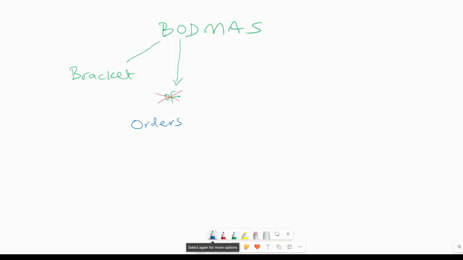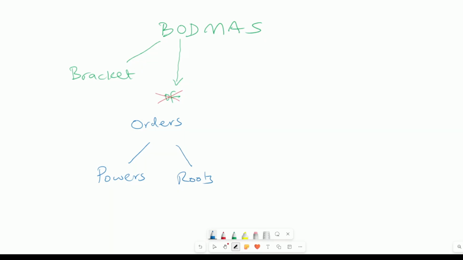So what are orders in mathematics? Orders are basically what we call powers and roots. Okay, and we will be looking at these specific topics further on in numbers. Number is a very big topic in mathematics. So we will come and specifically look at powers and roots.